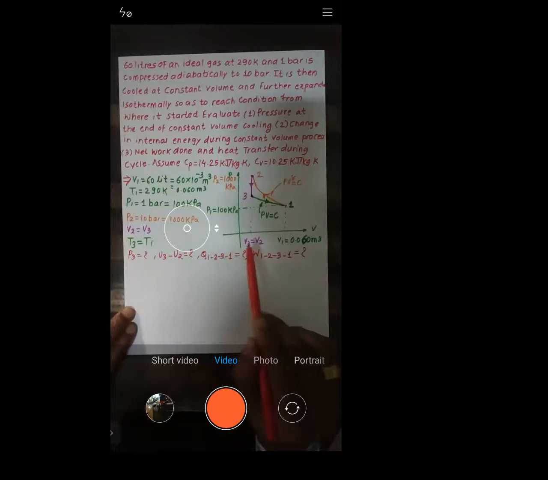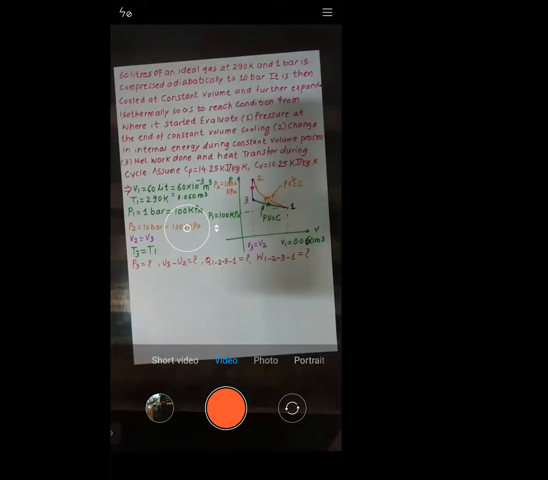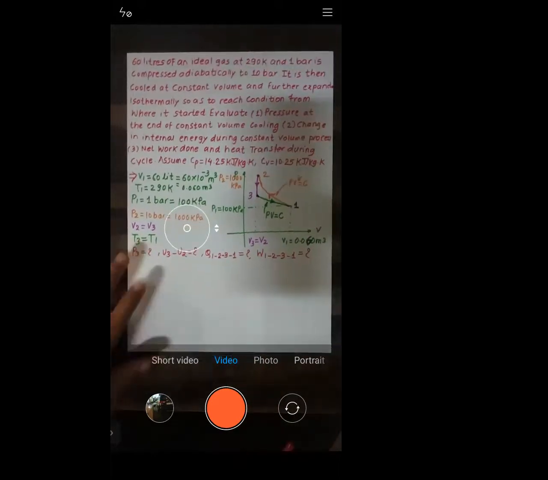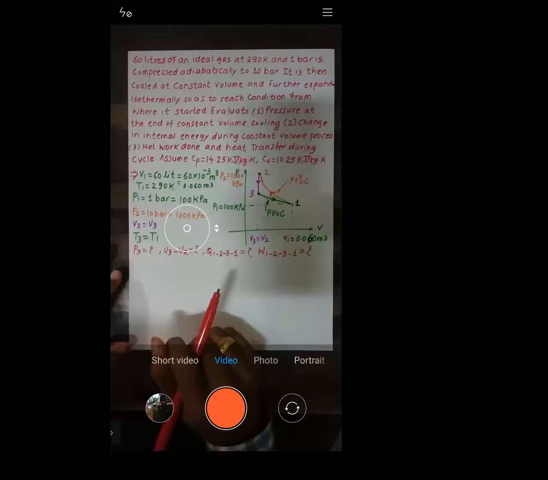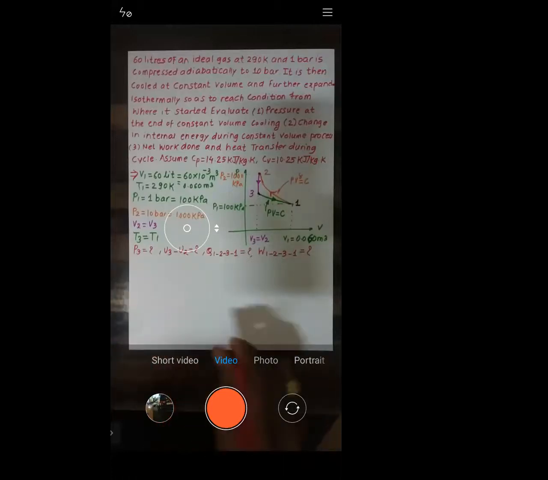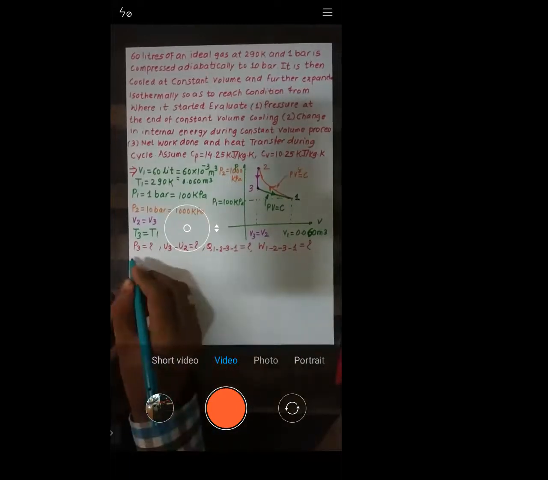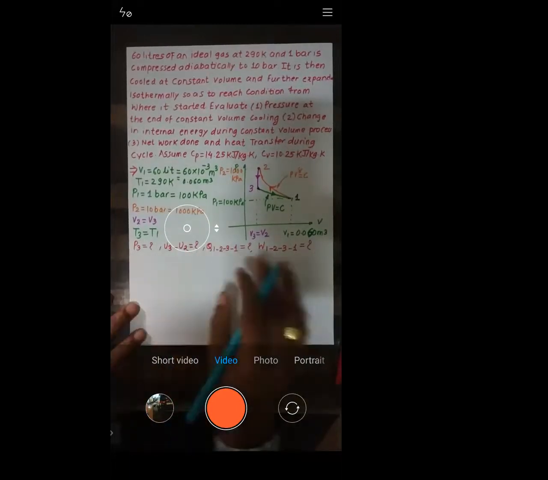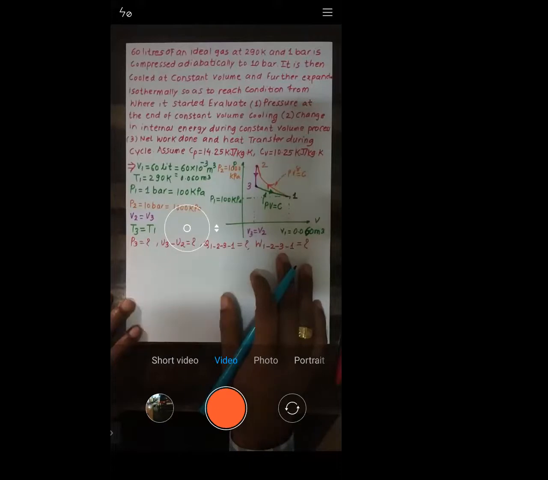Have you understood the given data? Let me know. Have you understood or not? Is the given data okay or not? Understood, sir. Okay, now let us start.